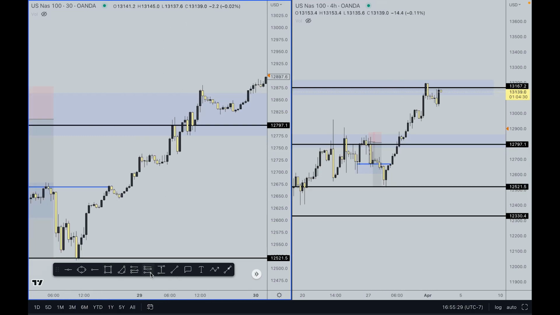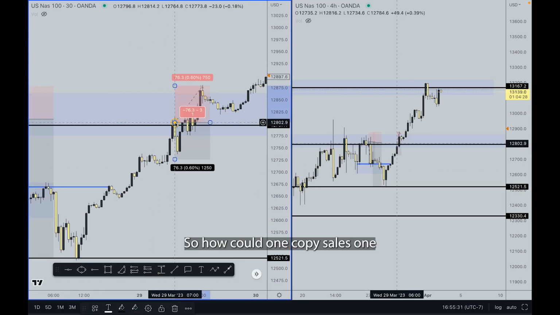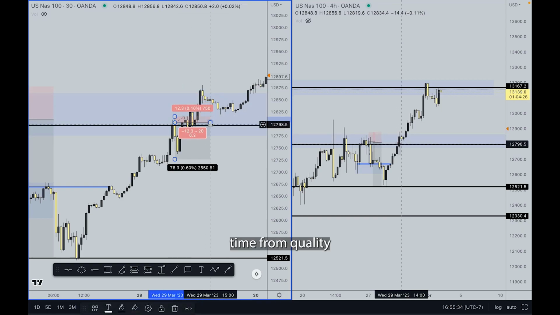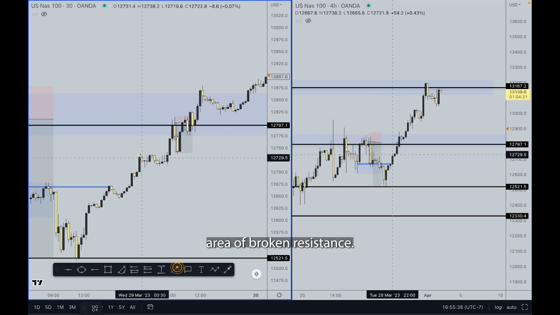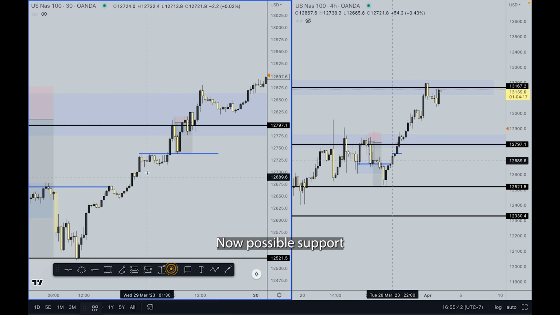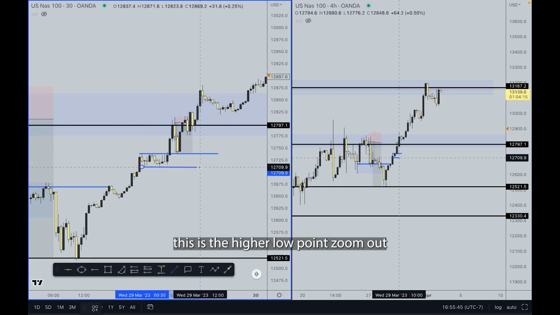Okay? So how could one catch these sells? One, this was a lower time frame liquidity sweep. Price made a wick rejection, came down to retest this area of broken resistance, now possible support, and this restructure was, because this is the higher low point.